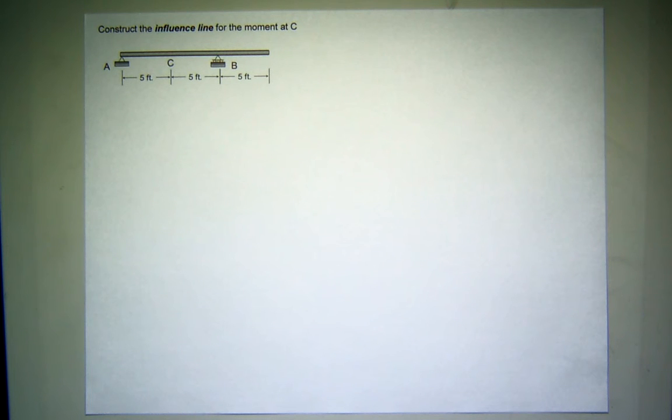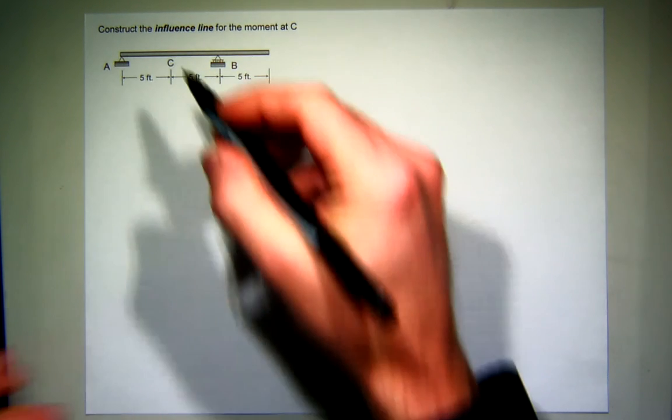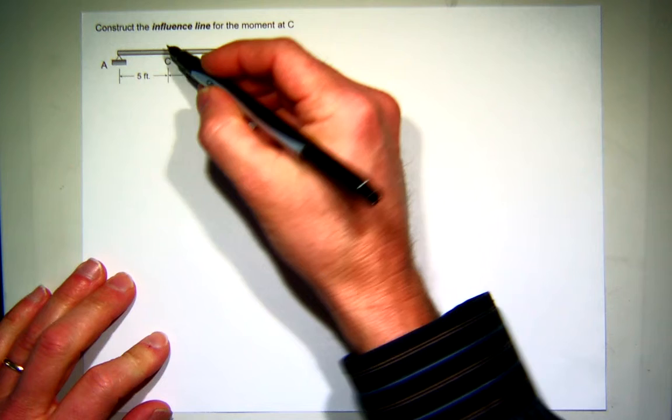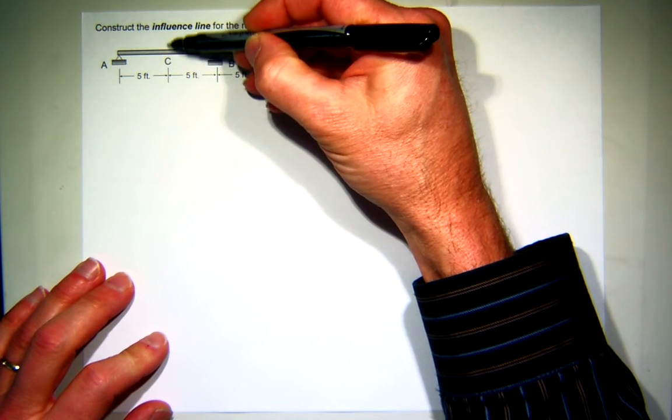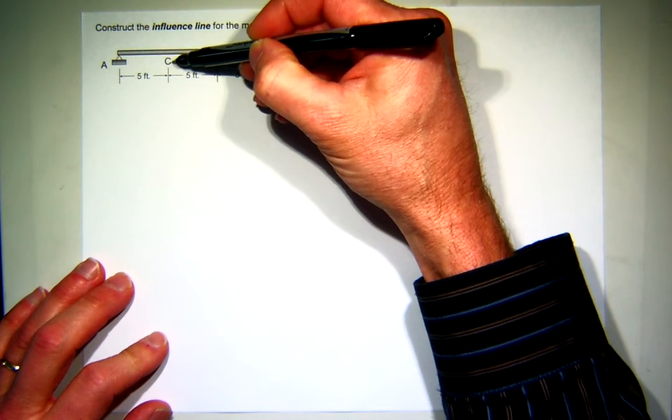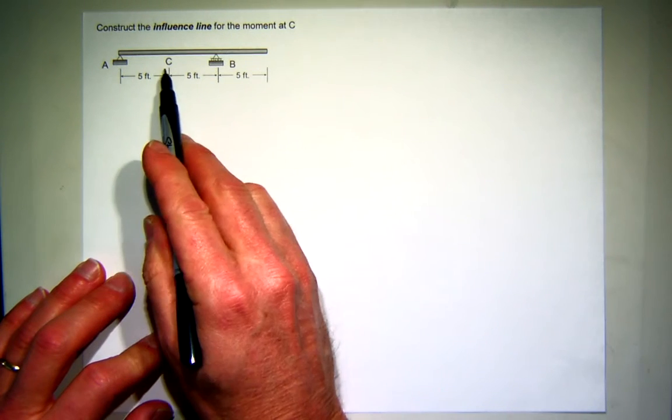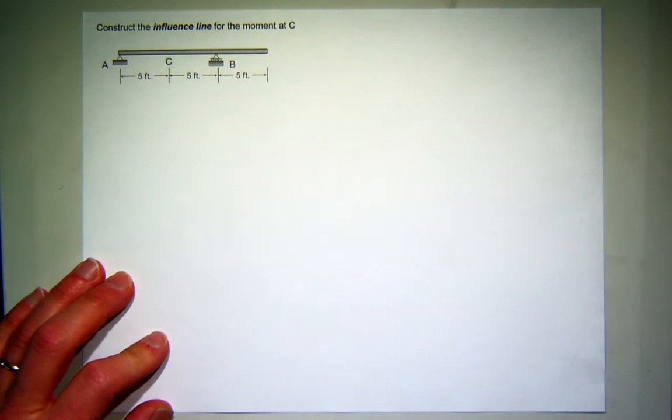Alright, let's look at this problem. We're constructing influence lines still. We're going to construct it for the moment at C. So here's our C connection. And just like we did in previous problems, we're going to cut the structure here at C to find the internal moment. And we have to decide whether we work the left side or the right side.